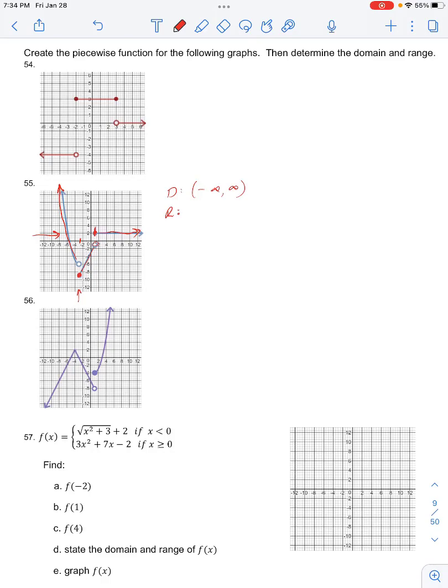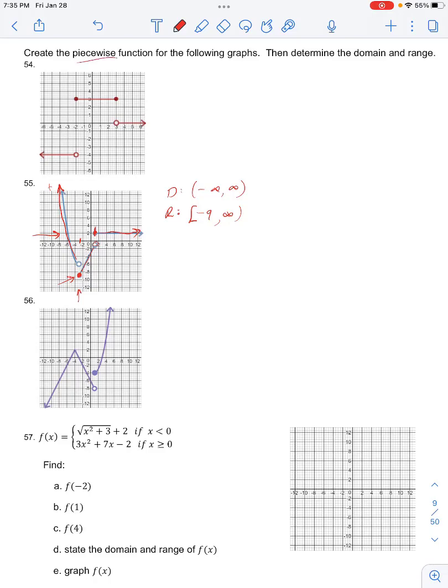And our range, since this open parabola extends up towards positive infinity, it can go to positive infinity, but our lower end, our minimum, occurs at this point right here, which is a closed dot, so we have to include it in our set, so that is a bracket, and that is a negative 9. So our range extends from including negative 9 towards infinity.